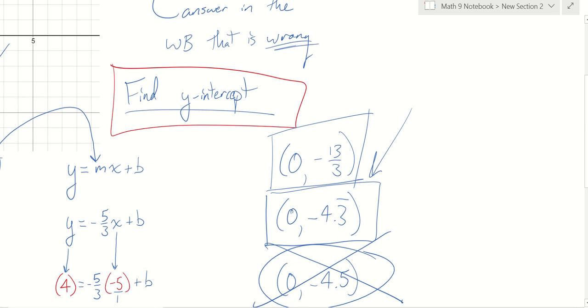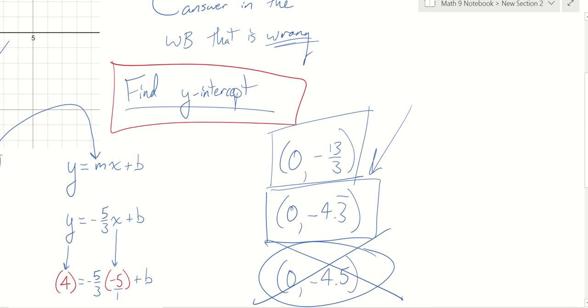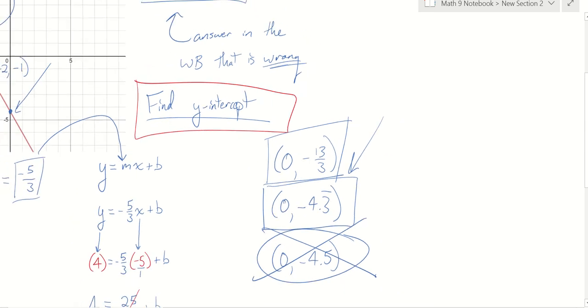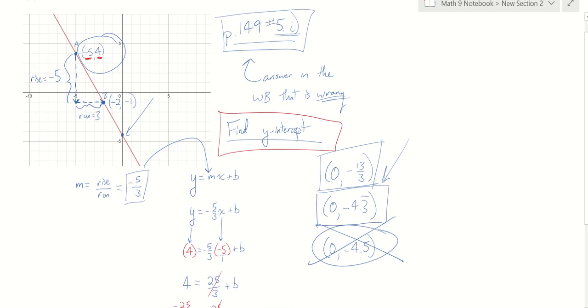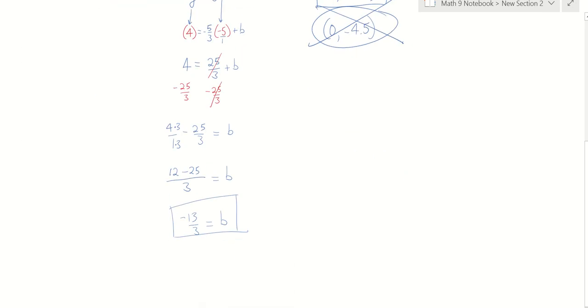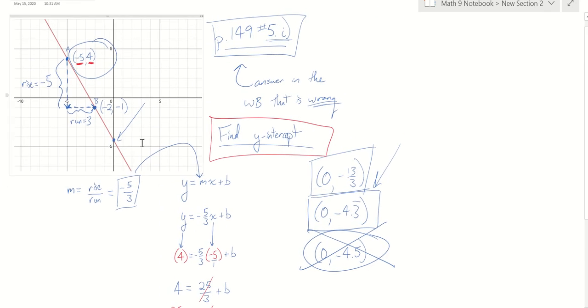So there you go. Hopefully that's helpful. I know it's difficult. This is probably one of the most difficult ways to find a y-intercept, but we are forced to use this method to find y-intercepts when we have the line clearly crossing at a non-integer value.